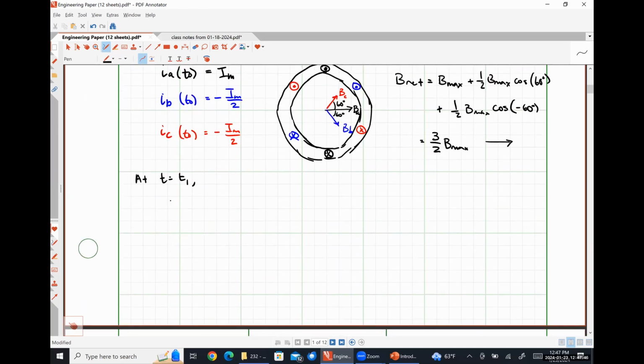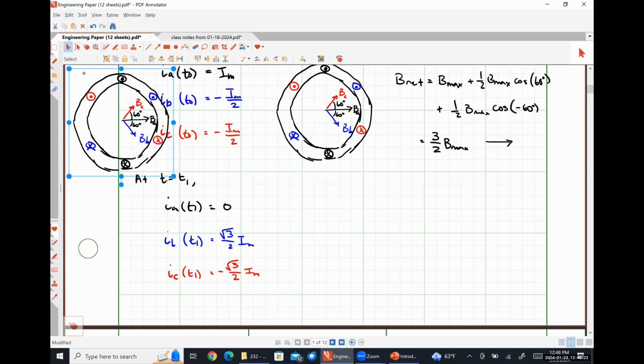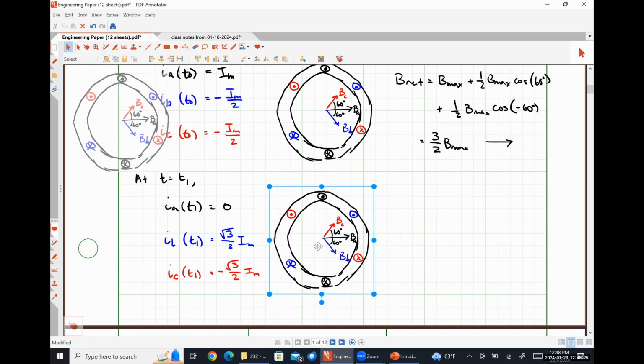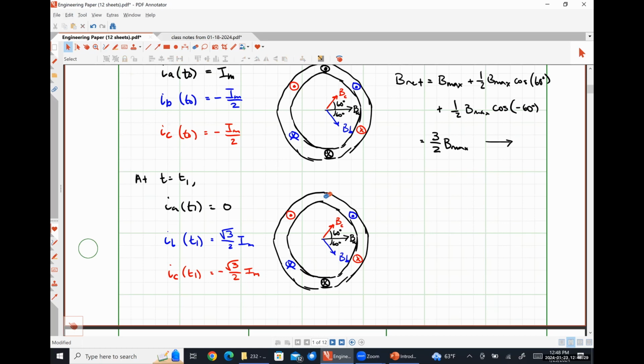So we'll have IA at T1 is equal to 0. Sorry, let's do IB in blue. So that's going to have a value of square root of 3 divided by 2 times IM. And IC at T1 will have negative square root of 3 divided by 2 times IM. So if I put my stator picture on here, delete the stuff I don't need for right now.